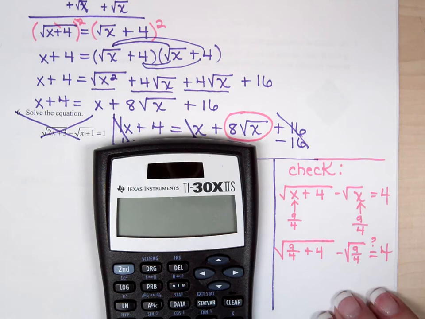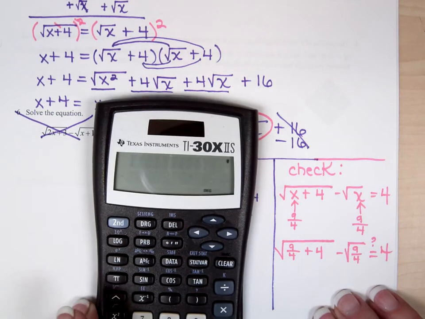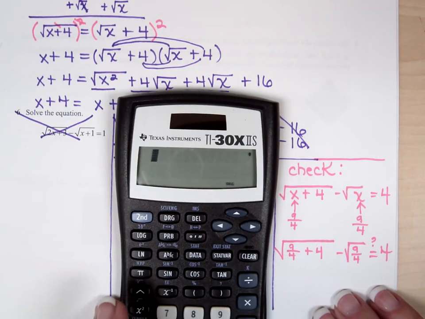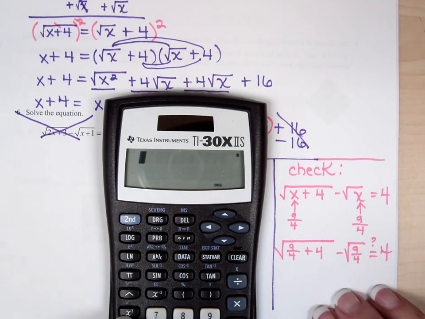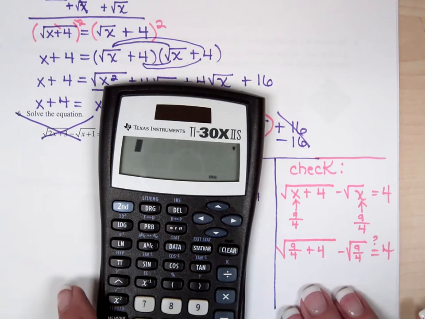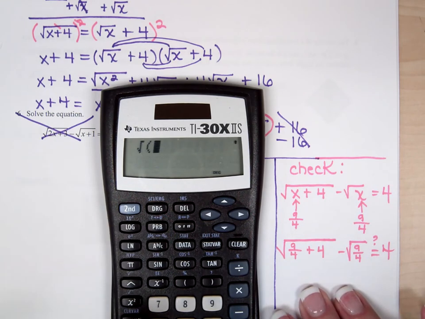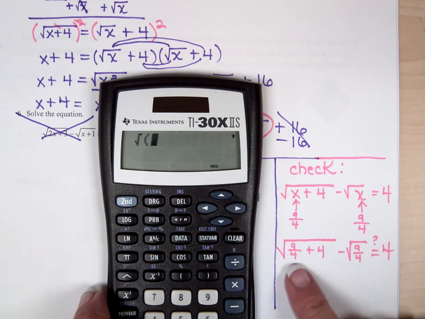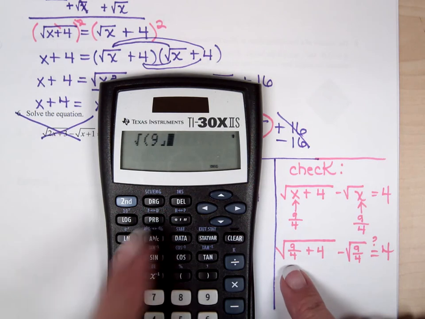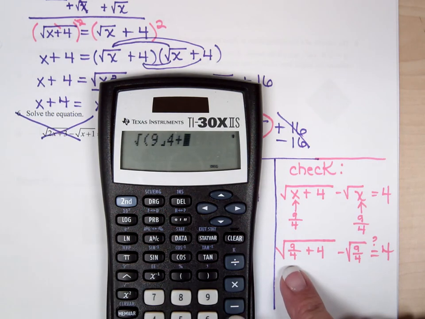And I'll show you how to type it in. So the square root button, remember we learned, is above the x squared key. So since it's above, we're going to do second, x squared. And then we're going to do 9 fraction bar 4 plus 4.